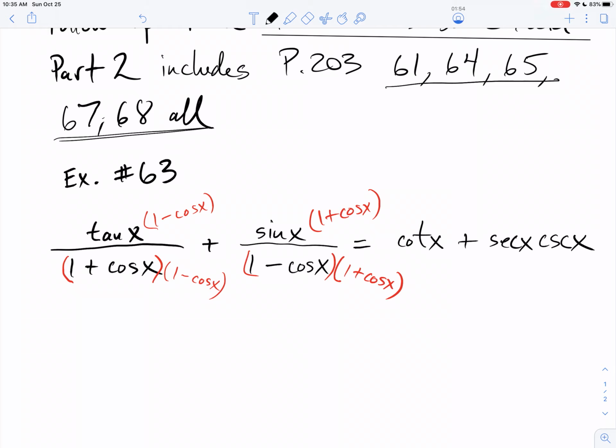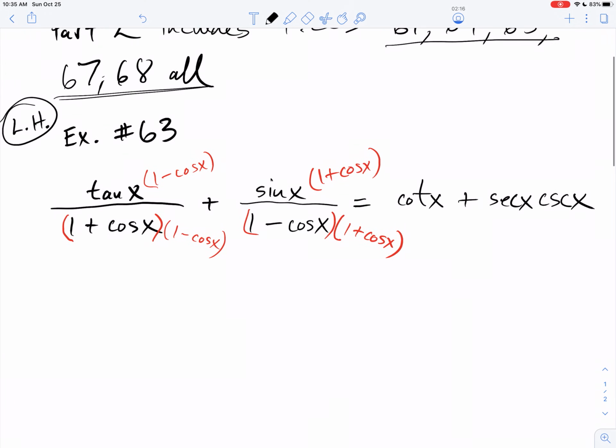So this problem, I am going to tell you right now, I did left-hand side only. So it's all going to be on the left-hand side. The right-hand side, I'm not going to touch it. Eventually, this left-hand side is going to look like that. So here we go. On the top part, in the numerator, I'm just going to work on the first fraction.